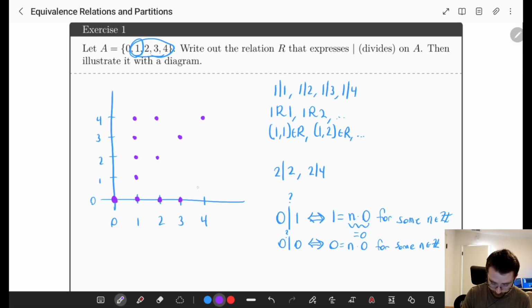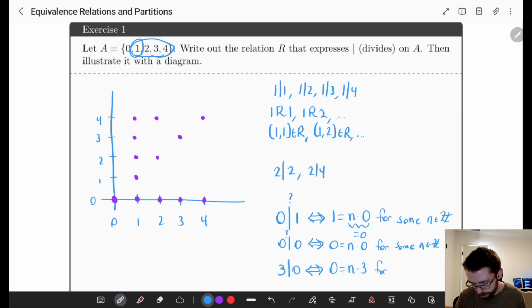divides 0. Which is a weird phrase to say, because you always associate it with, oh, I can't divide by 0. But something dividing 0, for example, 3 dividing 0, just means 0 is a multiple of 3. 0 can be written as n times 3 for some n. That's true, in particular, for the choice n equals 0.